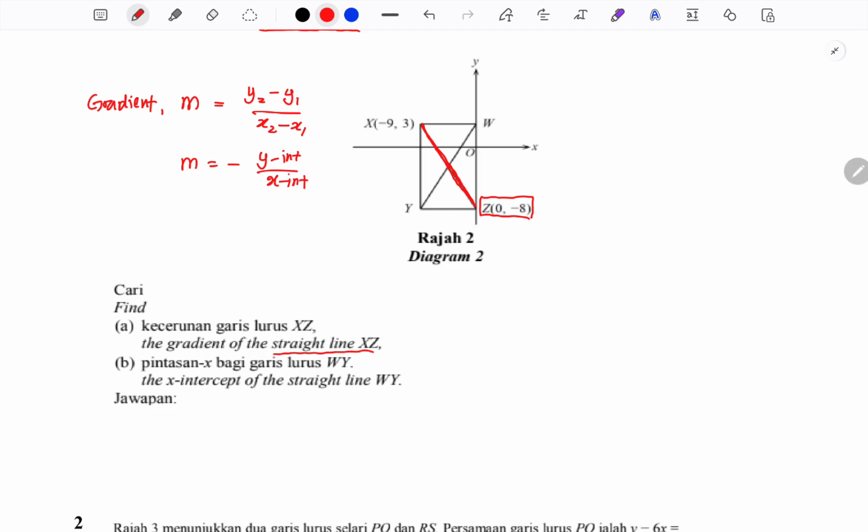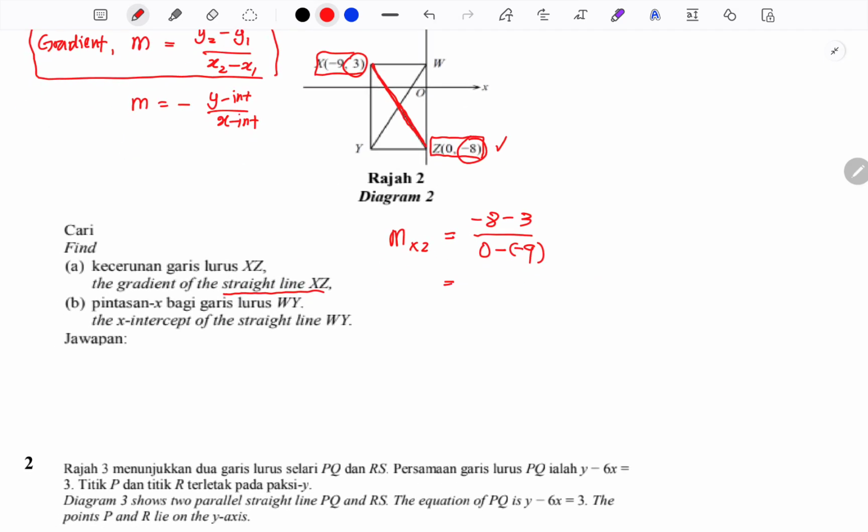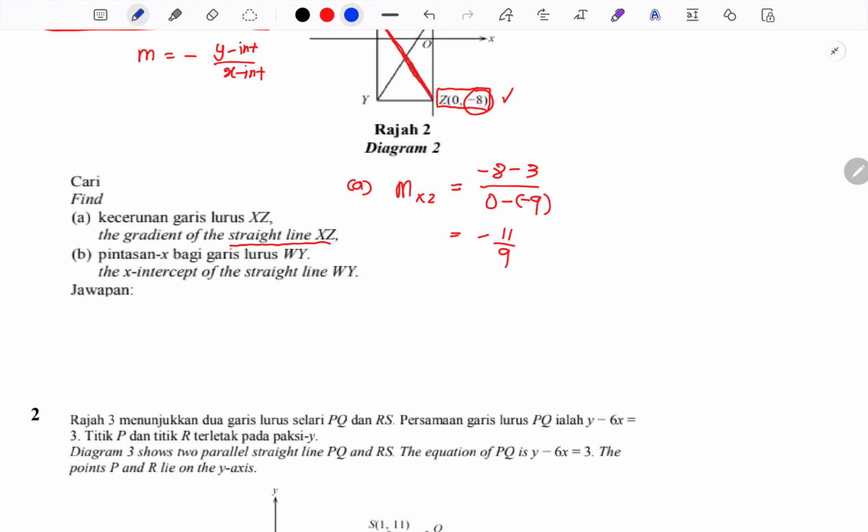They give you straight line XZ. So this is coordinate X, this is coordinate Z. We'll use this formula to find the gradient of XZ. So the gradient of XZ, m XZ, equals -8 minus 3 over 0 minus -9. So the gradient is -11 over 9. This is A.